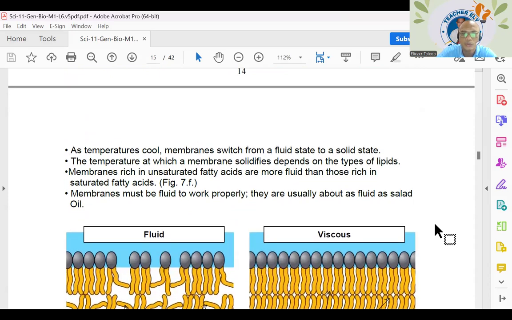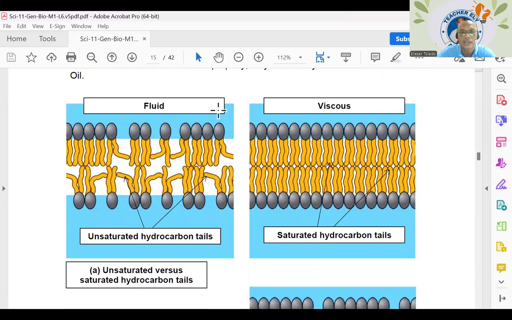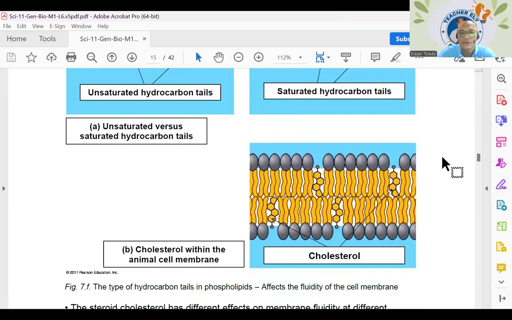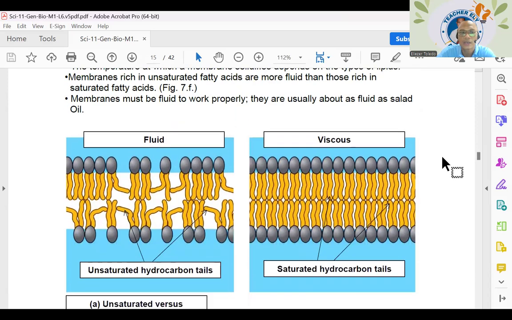As temperatures cool, the membrane switches from a fluid state to a solid state. Same with fat. If you cool it, the fat solidifies. But if it is warm, this is how it looks like: fluid, viscous.